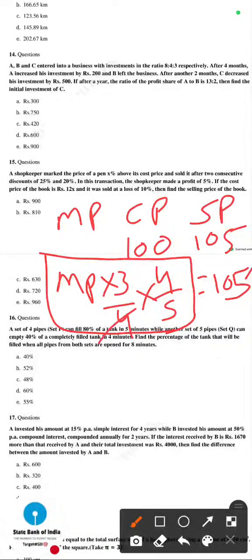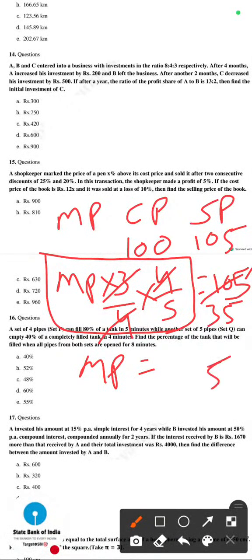So we have 4 and 4 cancel, 3 35 times. So MP value will be 5 into 35 times, which will be 5 times 25, 5 times 15, 175. So MP value is 175. So X value will be 75. From this we can see that X value will be 75.